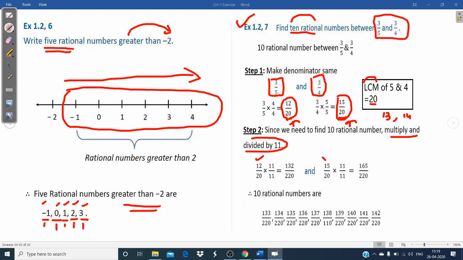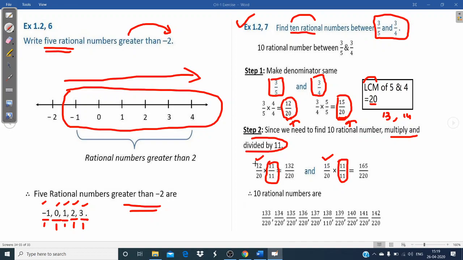So here, the numbers were 12 by 20 and 15 by 20. So I multiplied and divided by 11. So 11 by 11, here I have multiplied, here also 11 by 11. These two numbers should be same. It should not be like that 11 by 11 here you are doing and here you are doing 10 by 10. That will be wrong.